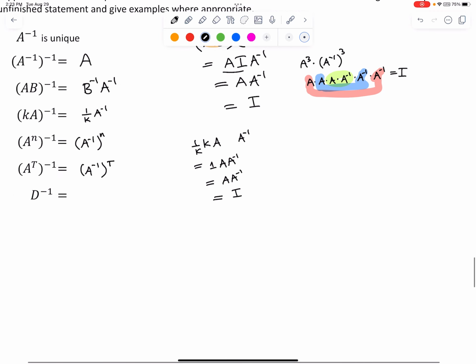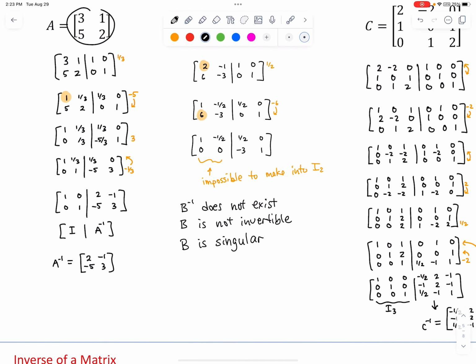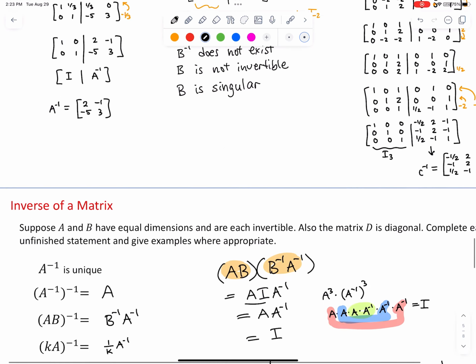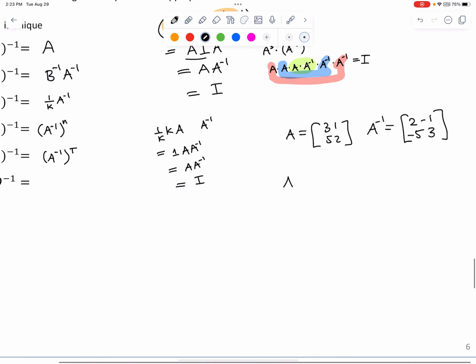Let's go back to our 2 by 2 matrix A that we found the inverse of, this matrix right here. So let's say A is 3, 1, 5, 2. And we've already shown that its inverse is 2, negative 1, negative 5, 3. All right, so the transpose of this matrix, turn the row into a column. So it'd be 3, 1, and then the second row into the second column, 5, 2.